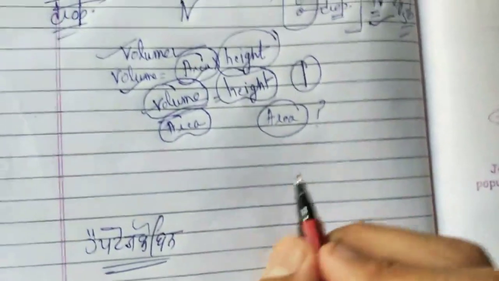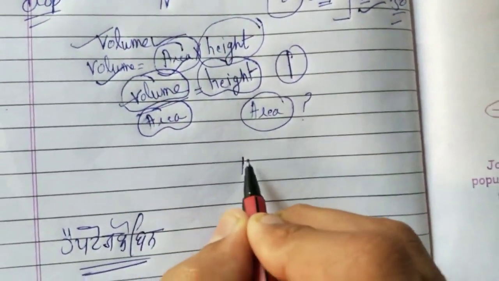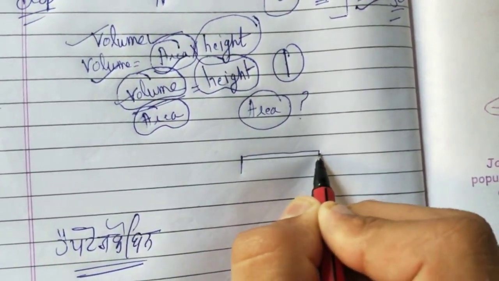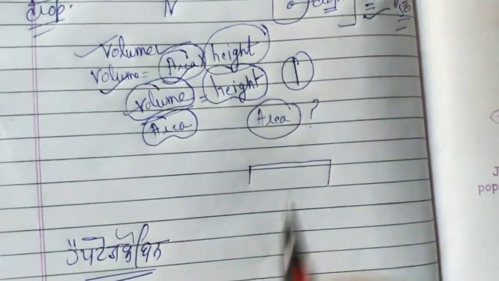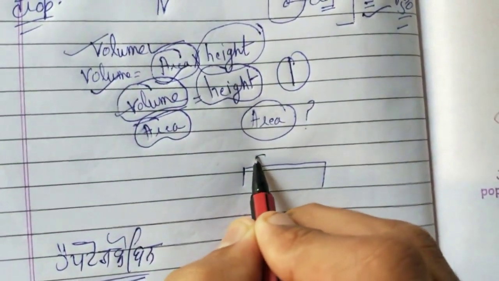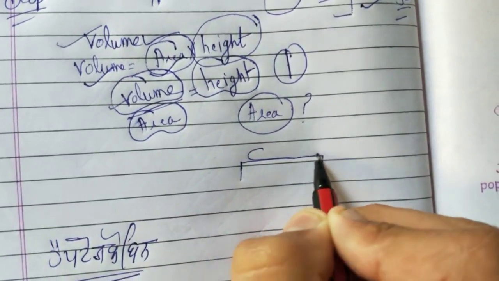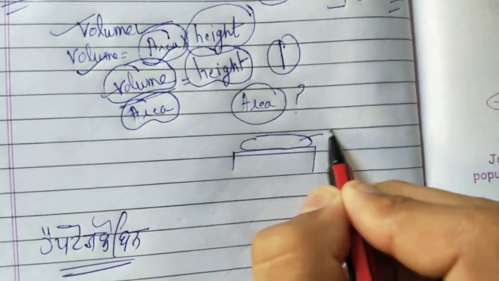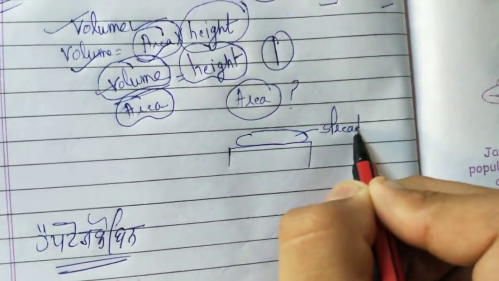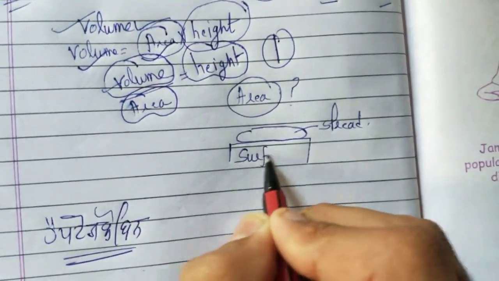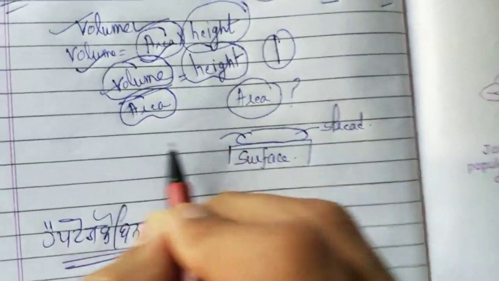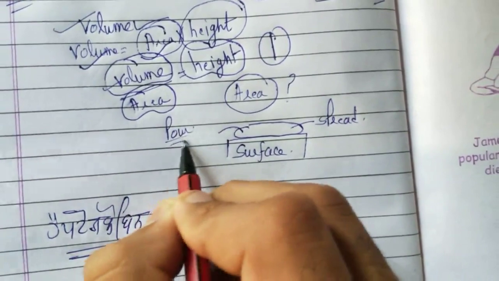How will you calculate area? You will take some surface like a table. What will you pour? You will pour some liquid over it, and this liquid will spread over the table. This is a surface. You will pour the liquid. Which liquid?